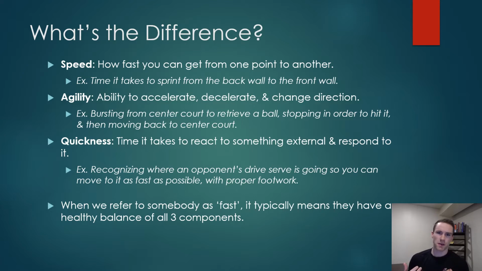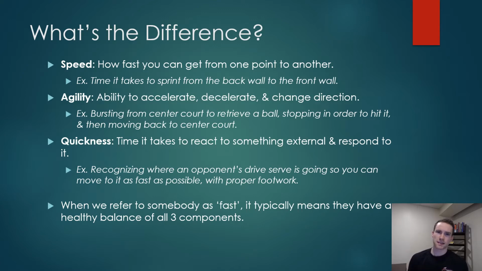So let's start with the difference between the three. Making it as simple as possible and looking at speed first, it's essentially how fast a person can get from point A to point B. So if you're on the court, for instance, it'd be how long does it take you to get from the back wall to the front wall if you're sprinting? How fast can you do it? It's very linear and very easy to think about.